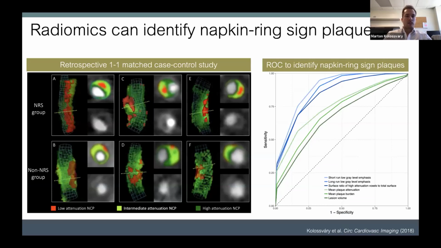So using this analysis, it has been shown, for example, that high-risk plaque features such as the napkin ring sign can be identified. As you can see here in a matched case control study, these plaques were matched based on all characteristics except for the presence of the napkin ring sign, and the radiomic features significantly outperformed conventional features in identifying these plaques, as seen on the ROC curves to the right.